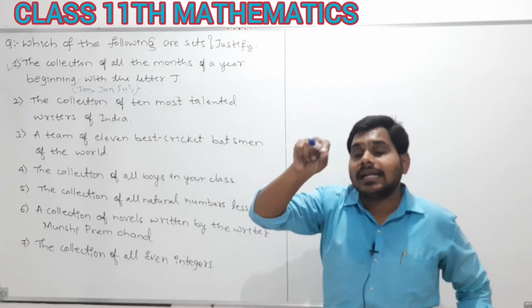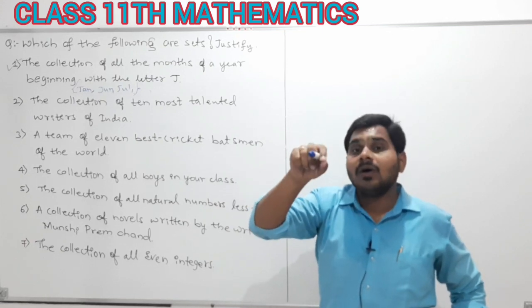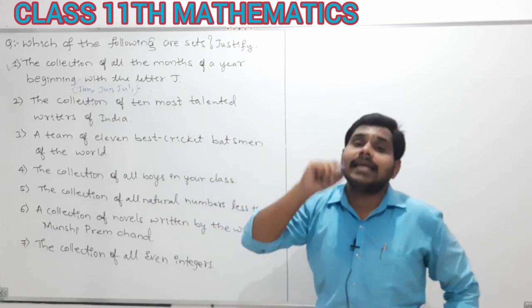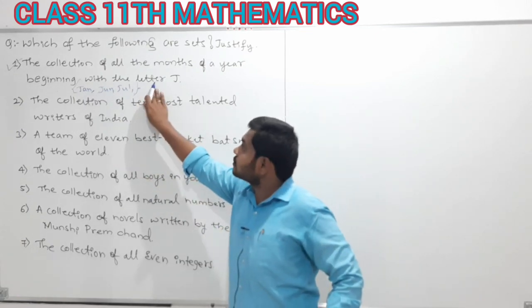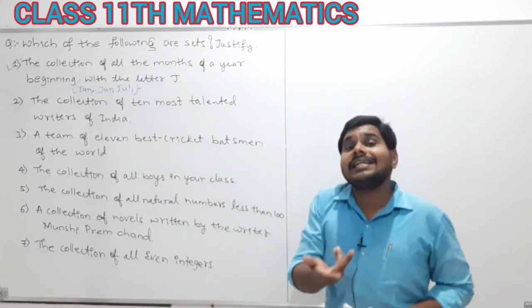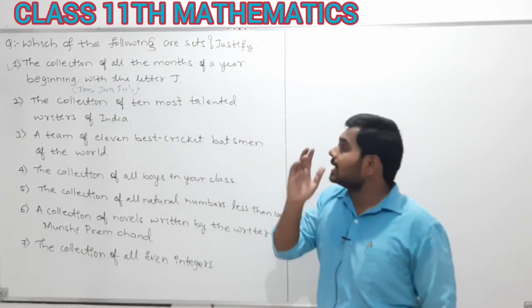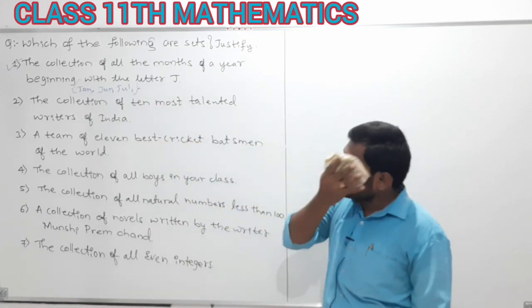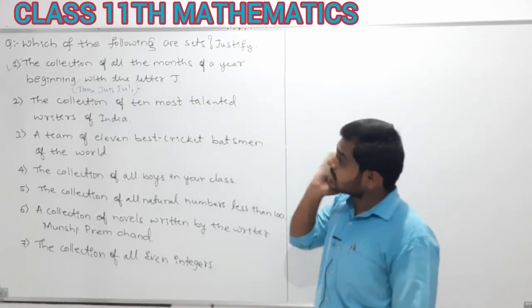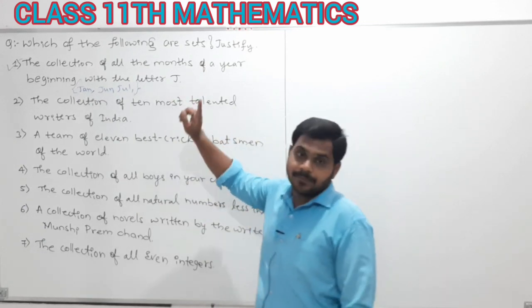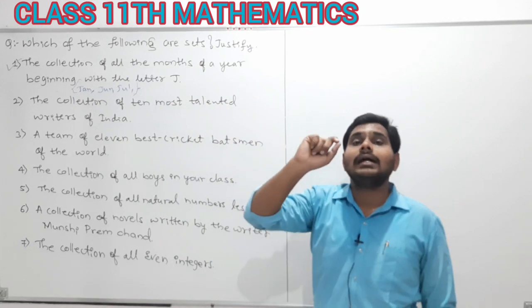The November month name starts with the letter N. So therefore it won't come here. Easily we can tell that November won't be in this collection. So therefore my dear students, this is well defined. So therefore it is a set. Which of the following are sets? The first one is a set. It is a set because it is well defined.